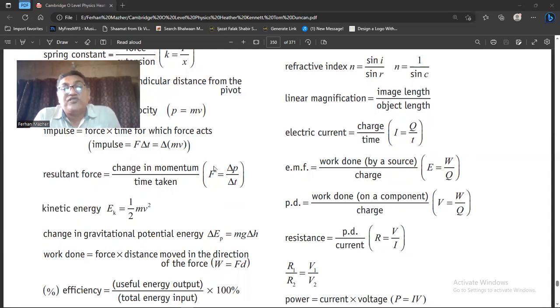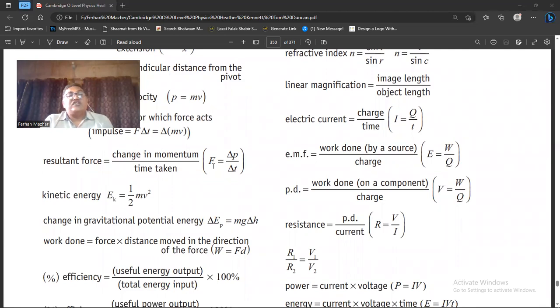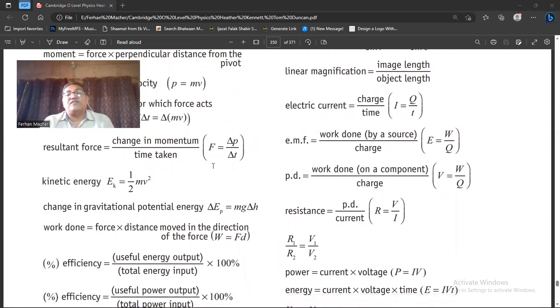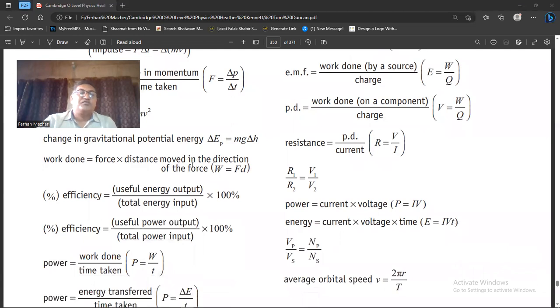Potential difference is the work done on a component divided by the charge. So V equals W by Q. Resistance, according to Ohm's law, is the ratio of the potential difference to the current flowing through a resistor. So resistance is represented with capital R, and that equals V by I. So R1 by R2 equals V1 by V2. The potential drop depends upon the resistance of a body. So R1 by R2 equals V1 by V2.